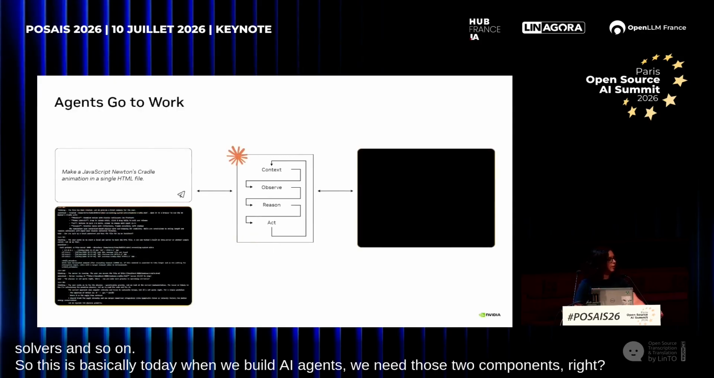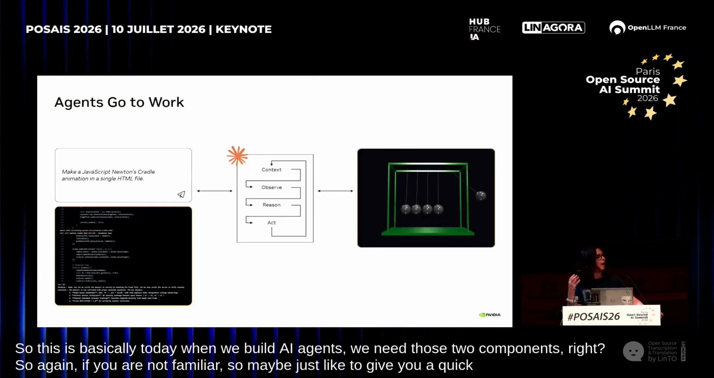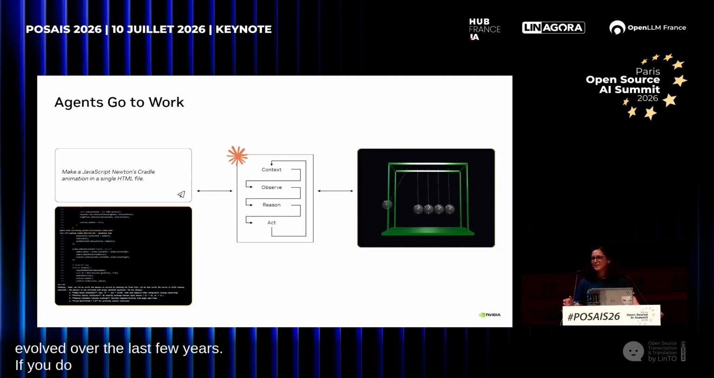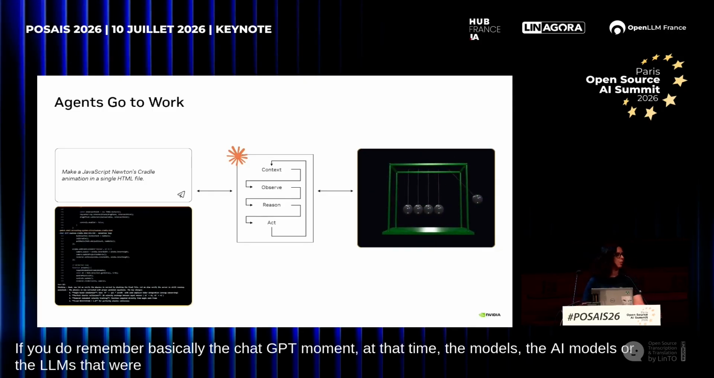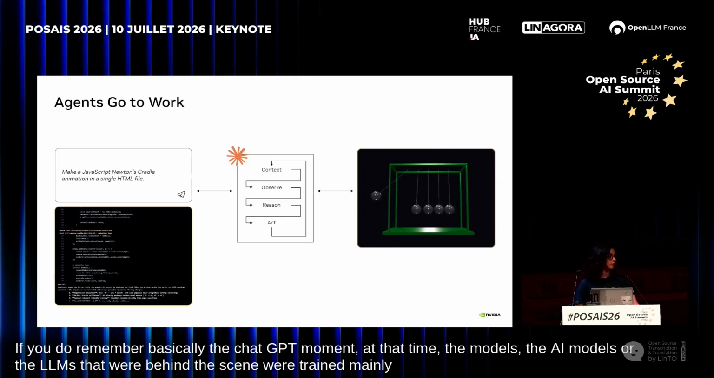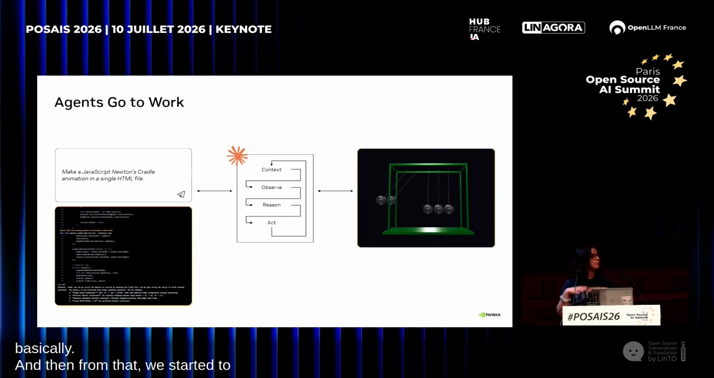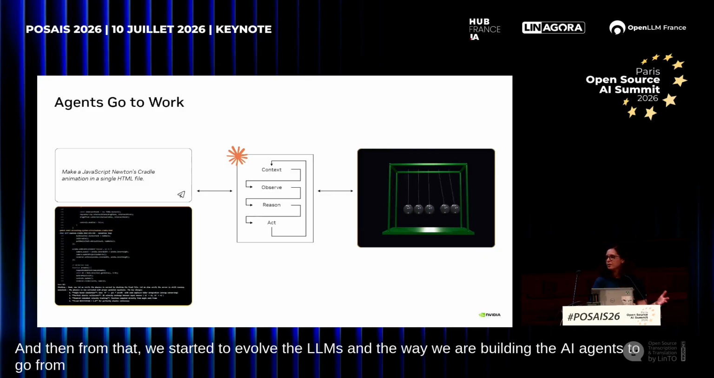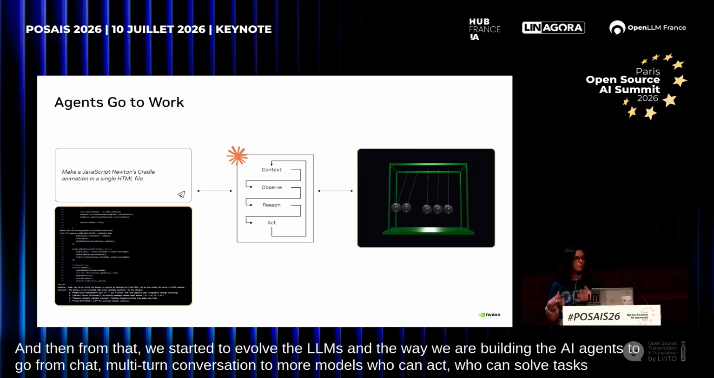So again, if you're not familiar, maybe I'd like to give you a quick overview of how AI agents evolved over the last few years. If you remember the ChatGPT moment, at that time the AI models or the LLMs behind the scenes were trained mainly for multi-turn chat conversations. And then from that, we started to evolve the LLMs and the way we are building the AI agents to go from chat, multi-turn conversation to models that can act, who can solve tasks and sometimes very complex tasks.